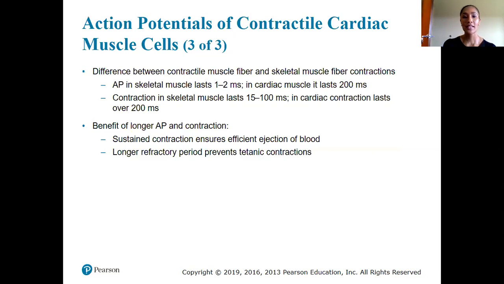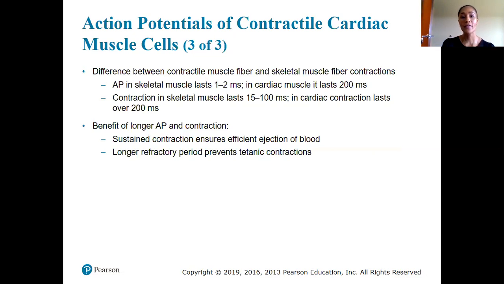So in terms of action potentials in skeletal muscles, they last about 1 to 2 milliseconds, which is very fast. Whereas in cardiac muscles, it lasts about 200 milliseconds, which is still very fast. If you think about your heart rate, it's still going to beat pretty quickly, but it's just not beating and contracting as quickly as skeletal muscles. In a contraction cycle of skeletal muscle, it lasts 15 to 100 milliseconds, whereas in cardiac muscle, the contractions will last over 200 milliseconds.